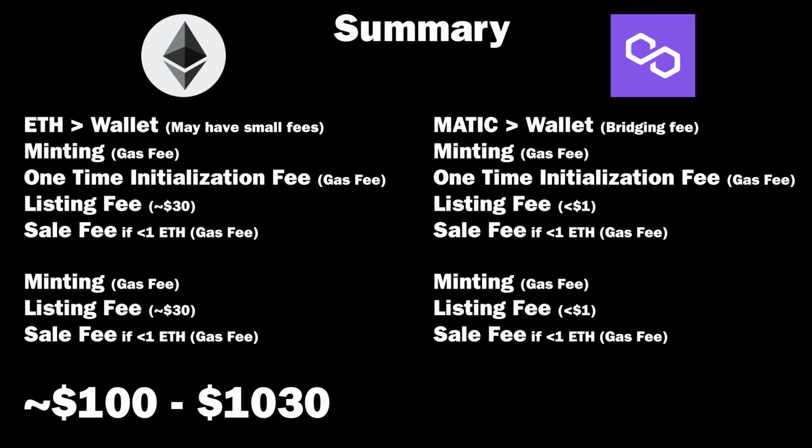Moving forward, if you make another space, you'll have minting with Matic, which is less than $1, listing fee in Matic, less than $1, and sale fee, less than $1. So, as you could probably guess, Polygon mainnet is ridiculously cheap in comparison to the Ethereum mainnet. But getting it to and from the Polygon network is a bit of a trick. So, take that into consideration when moving it forward.